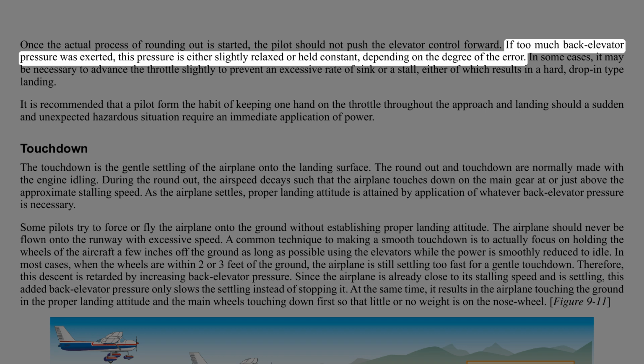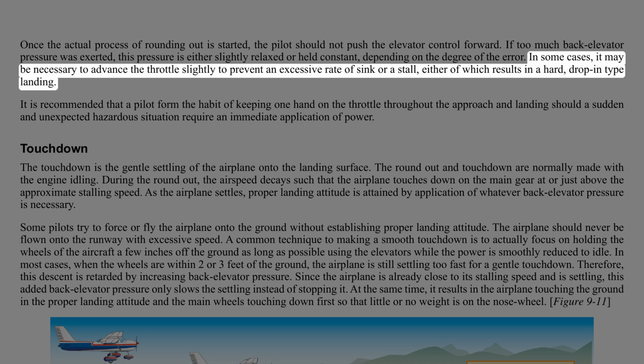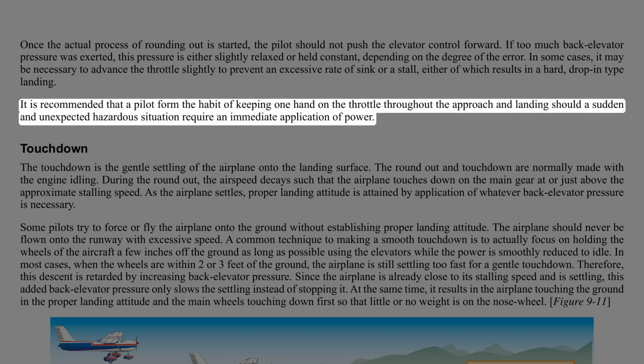If too much back elevator pressure was exerted, this pressure is either slightly relaxed or held constant, depending on the degree of the error. In some cases, it may be necessary to advance the throttle slightly to prevent an excessive rate of sink or a stall, either of which results in a hard, drop-in type landing. It is recommended that a pilot form the habit of keeping one hand on the throttle throughout the approach and landing should a sudden and unexpected hazardous situation require an immediate application of power.